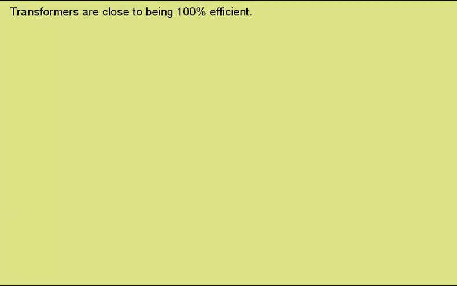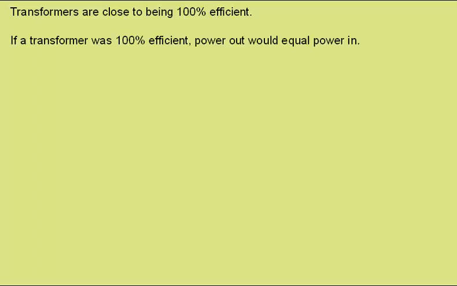Transformers are close to being 100% efficient. If a transformer was 100% efficient, the power out would be equal to the power in, and electrical power is given by current times potential difference. So we could say that the current in the primary coil multiplied by the potential difference across the primary coil will equal the current in the secondary multiplied by the potential difference across the secondary.